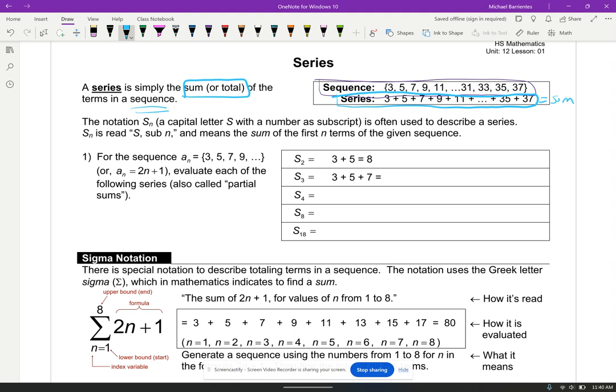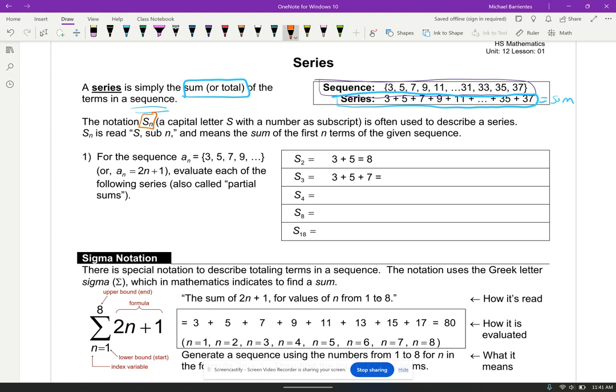So that's the difference. If I don't put the plus signs, then I have to assume you're talking about a sequence. Or if you put the commas, then I have to assume you're not talking about a series, right? The series has to have the plus signs because we're finding the total of all the numbers in my list. And we're going to use the capital letter S to signify the sum.